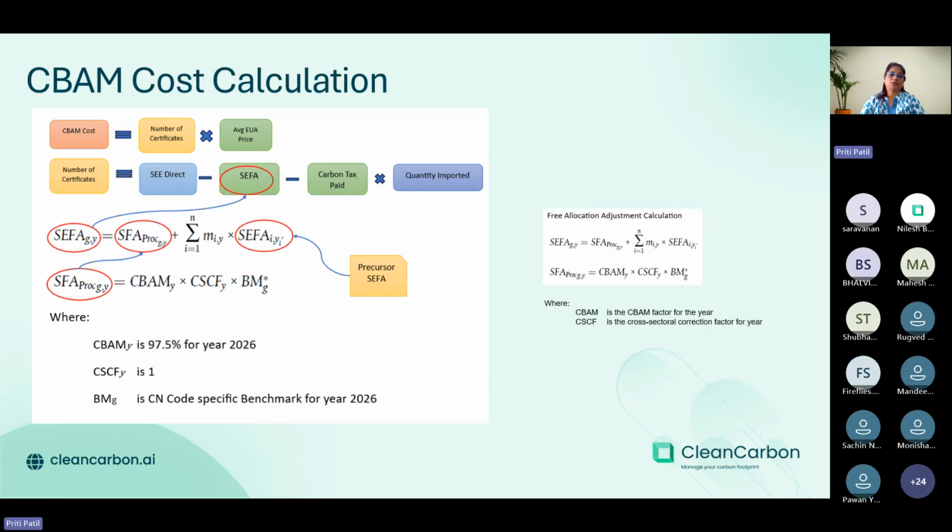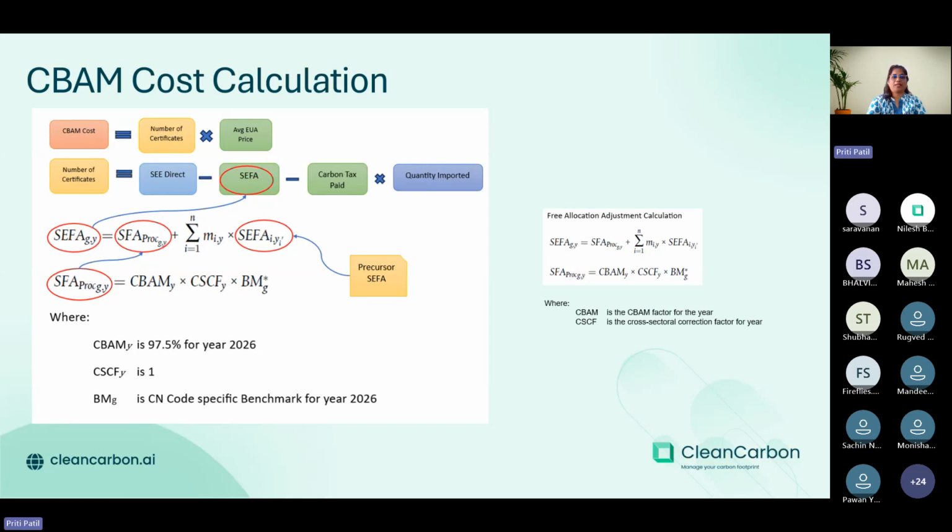Okay. So to surrender those certificates, you need to purchase those from the EU site. So for purchasing, this will be the price of certificate. EU average price, quarterly average price, that will be available like in April. We will get this price for the first quarter of the 2026 year. So number of certificates multiplied by EU average price, that will be your final cost for that particular product's shipment.